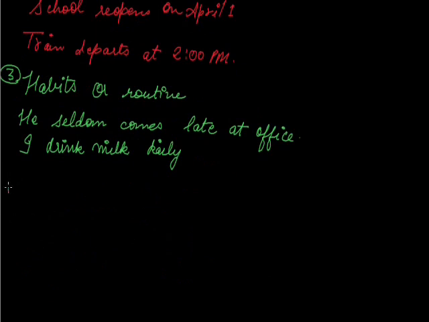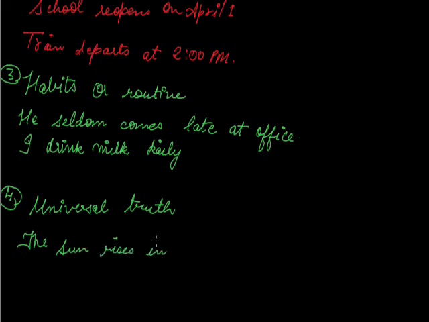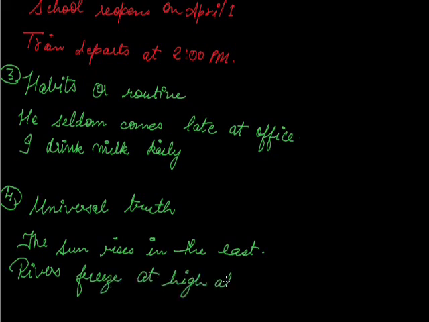Now the fourth use of simple present tense is universal truth. For example, the most simple example is the sun rises in the east. Universal truths are things that are not under your control. They happen in nature automatically. And then another example, rivers freeze at high altitude, which means at greater heights rivers freeze. So it is a natural phenomenon, so it will come under simple present tense. We can denote universal truth by simple present tense.